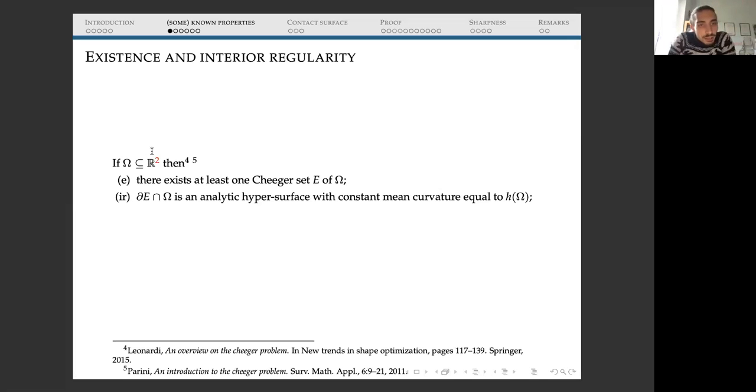Let me draw your attention to these two statements over here. This assertion in this version is true in dimension 2. I've decided to state it in dimension 2. The existence and the interior regularity are of course true in every dimension.